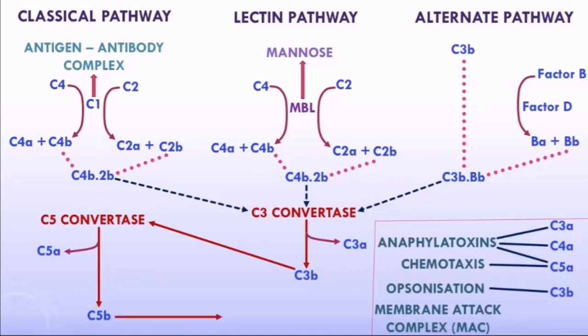C5b will make a complex with C6, C7, C8, and C9 and form the membrane attack complex, which again was very important in causing cell lysis. So if we finish off this list, the membrane attack complex is formed by complement proteins C5b to C9, and that is the complement system.